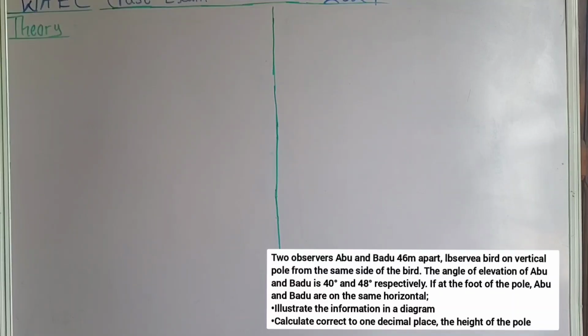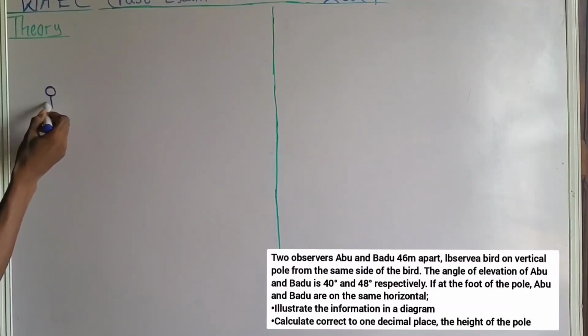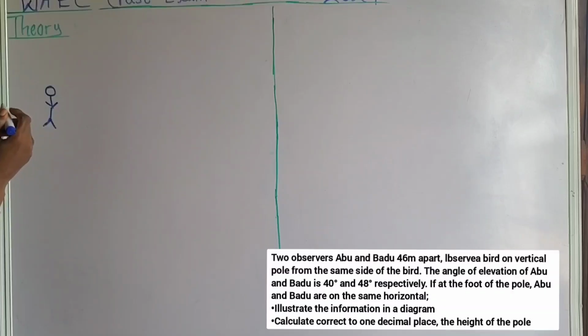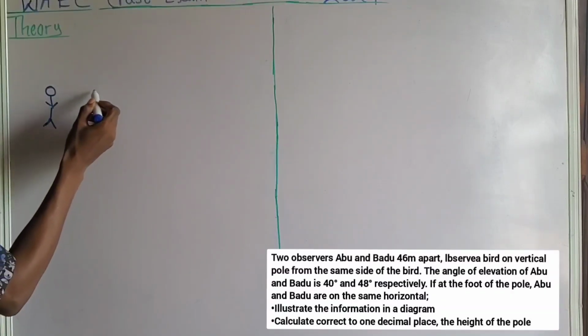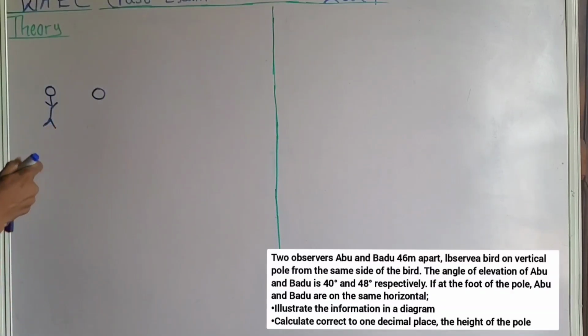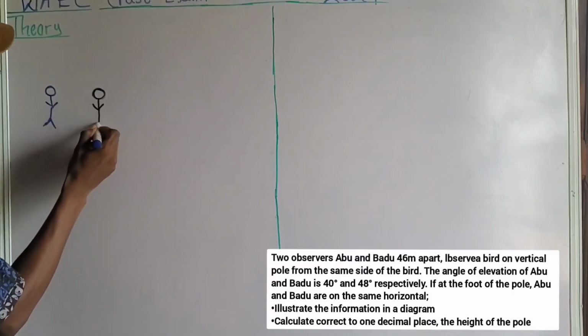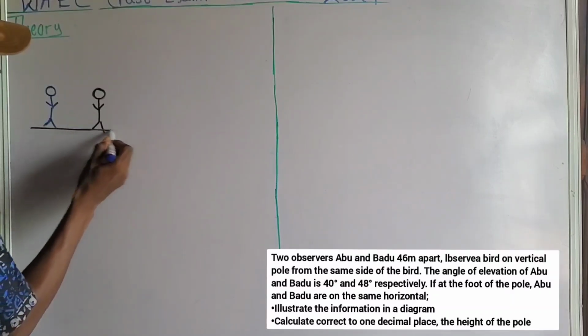To illustrate the information in the diagram, I want you to pay attention to what I'm going to explain. The first statement says that two observers, Abu and Badu, are 46 meters apart. Let's say this is the first observer, Abu, and we have another observer, Badu. Both of them are on the same horizontal level.